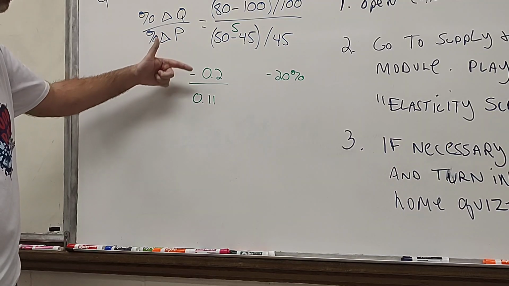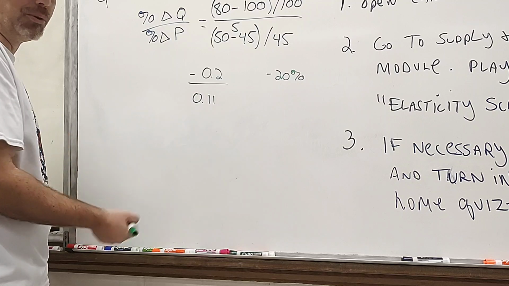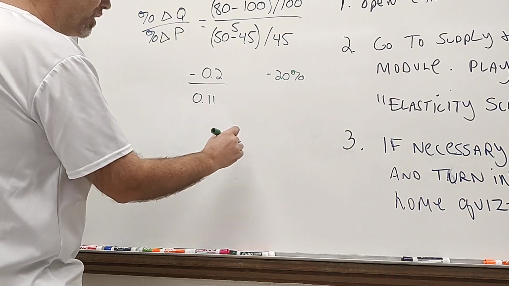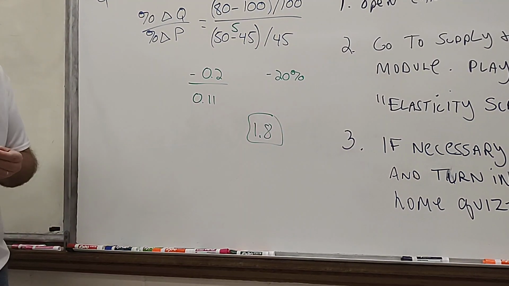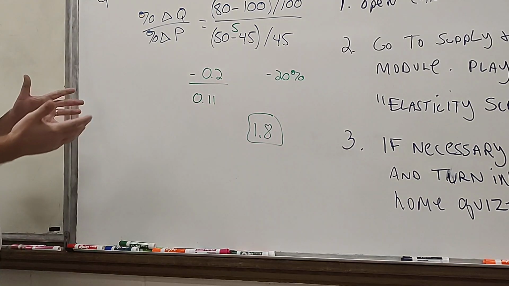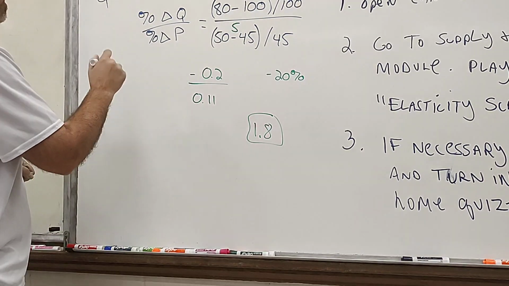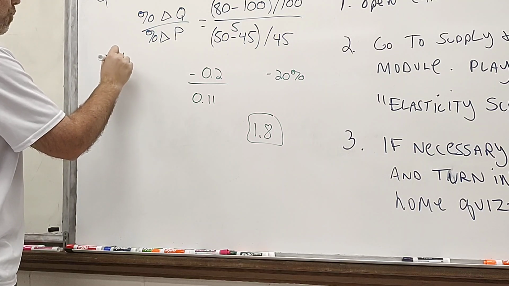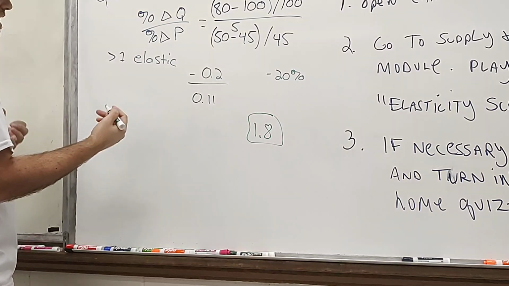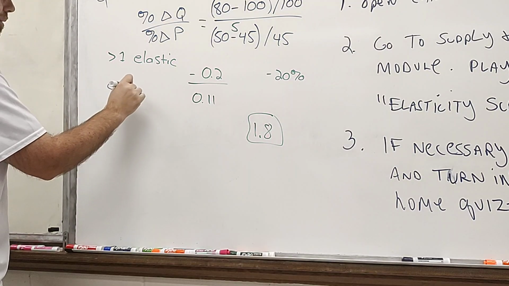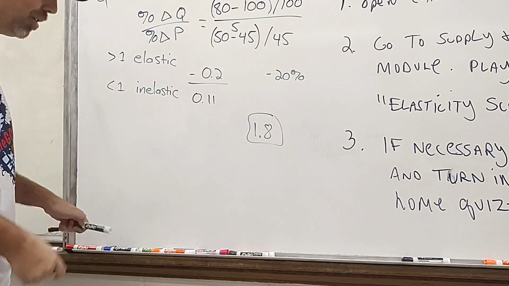So 0.2, about 20%, over 11%. When we divide these two, we should get somewhere in the ballpark of 1.8, something like that. That's our elasticity. And what does it mean that it's 1.8? Well, since it is greater than 1, okay, anything that is greater than 1 is going to be elastic. So I can say that video games here would be elastic. If it was less than 1, then that would be inelastic, okay? So that's just how we can do the math on there.